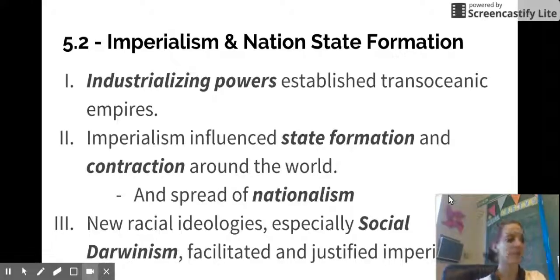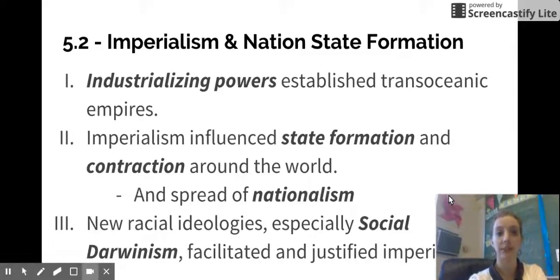AP Key Concept 5.2 is all about imperialism and the nation-state formation that happens from that. It's actually connected very much to ideas of the Enlightenment and nationalism, which are mentioned in Key Concept 5.3, but that started in Europe. This is kind of the impact of those by European nations as they conquer other countries, but then as those countries take on some of those ideals.